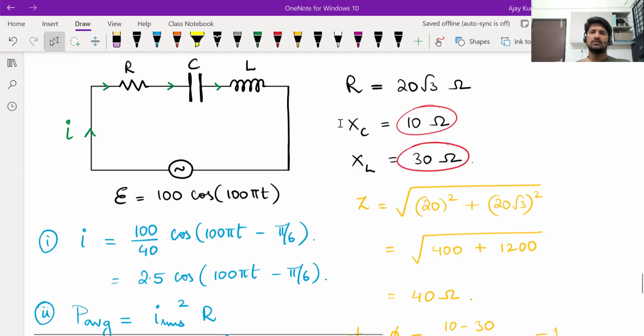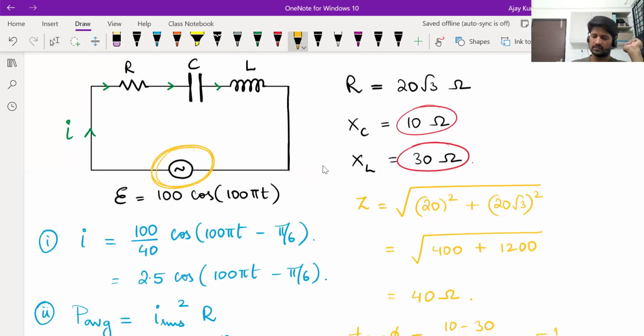So tell me, what is supplying energy to the circuit? Or this resistor is dissipating heat. So it's giving out energy. That's fine. Where is it getting the energy from to give out? The energy is supplied by the source of EMF, the battery or the AC source. Okay, in this case, it's an AC source.